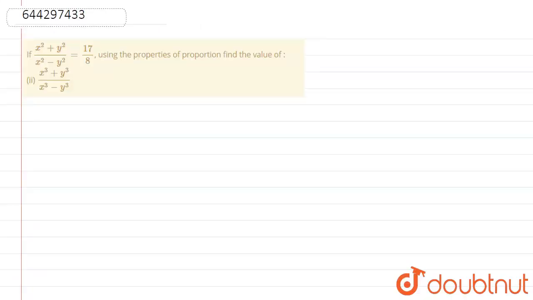Hello friends. Here the question is, if (x square plus y square) by (x square minus y square) is equal to 17 by 8, using the properties of proportion, find the value of (x cube plus y cube) by (x cube minus y cube). So now here it is given that (x square plus y square) by (x square minus y square) is equal to 17 by 8.